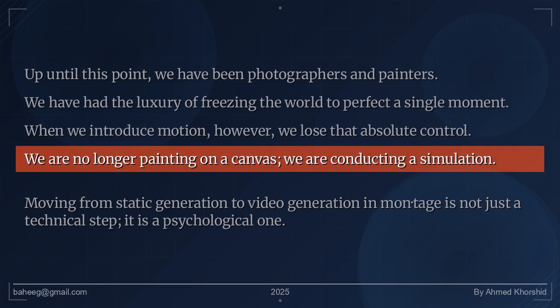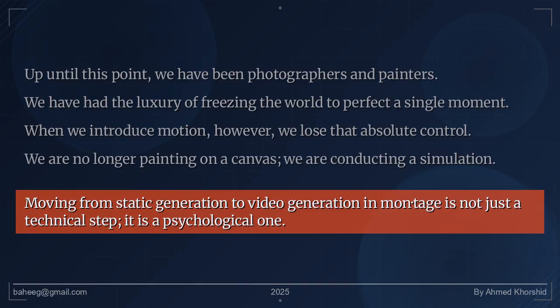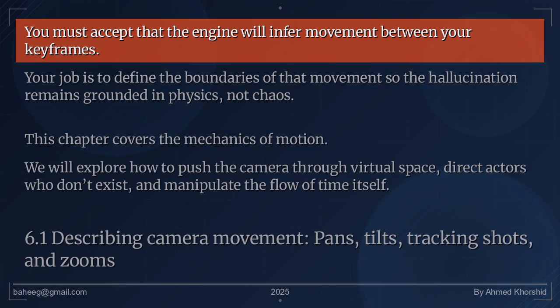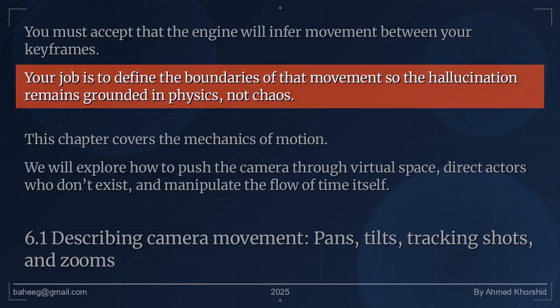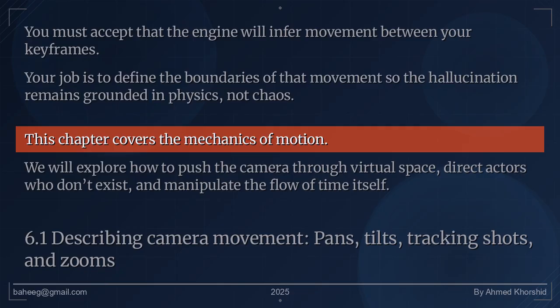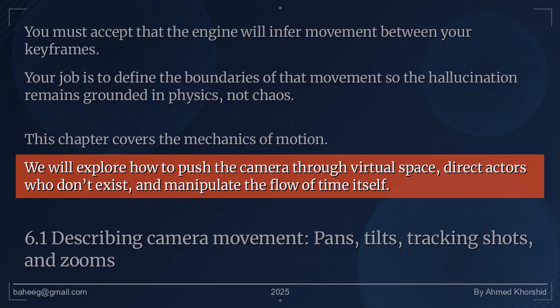We are no longer painting on a canvas, we are conducting a simulation. Moving from static generation to video generation in Montage is not just a technical step, it is a psychological one. You must accept that the engine will infer movement between your keyframes. Your job is to define the boundaries of that movement so the hallucination remains grounded in physics, not chaos. This chapter covers the mechanics of motion. We will explore how to push the camera through virtual space, direct actors who don't exist, and manipulate the flow of time itself.